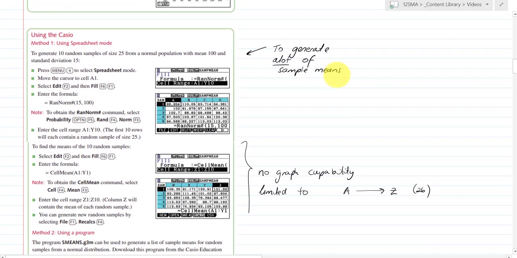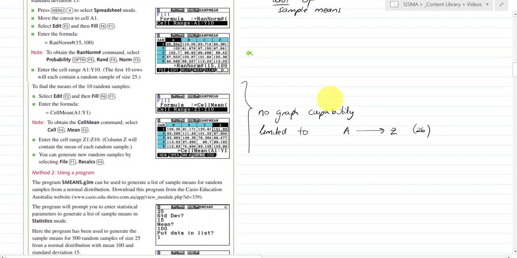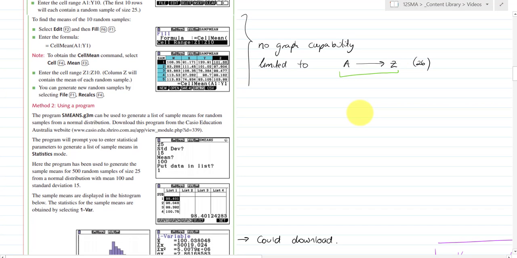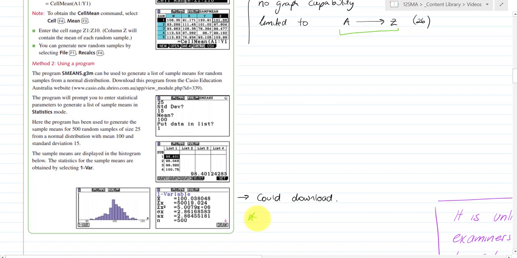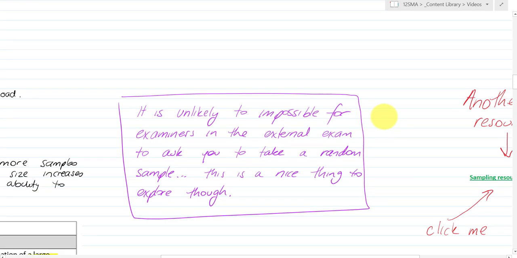You can also do it in the spreadsheet, which has got its extra benefits as well, but it has got some limitations. So you've only got columns A to Z, so you can only really take a sample of up to 26, or if you move down you can take a sample down to 26, but then you can only have 26 different samples. So we've got some limitations here, and there is a program which you can download, and you're welcome to do that. But my big point here, and it's in purple here, is that it's really unlikely that in an exam they're going to ask you to take a sample.